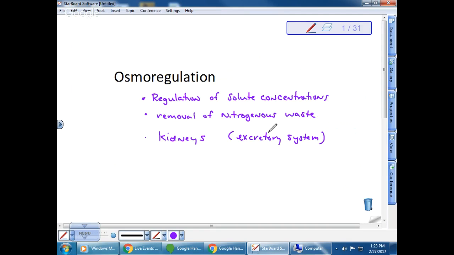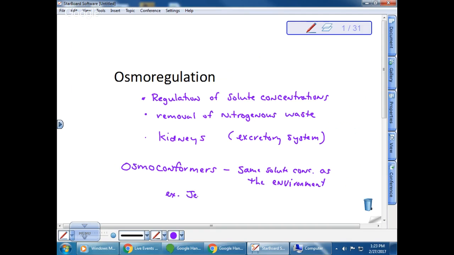So if we look at some organisms, there are what are referred to as osmoconformers. And this means that they have the same solute concentration as their environment. Jellyfish, right, are osmoconformers.